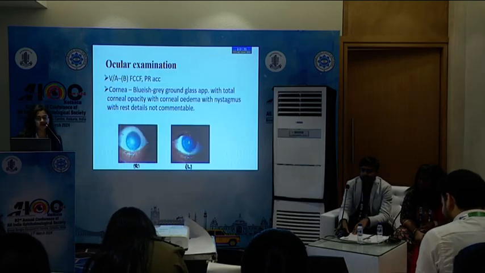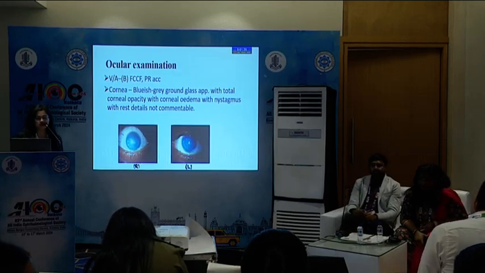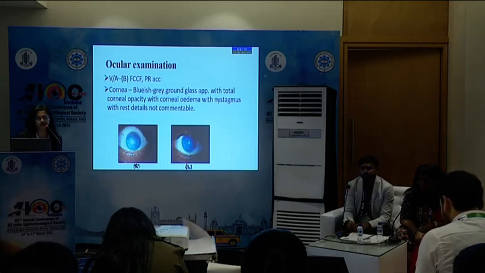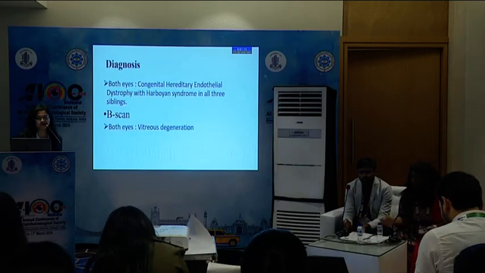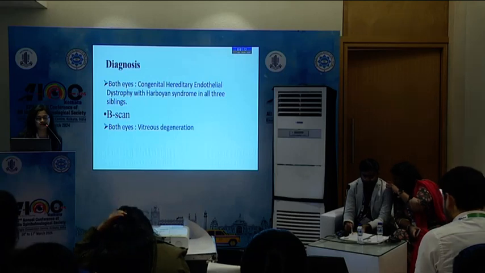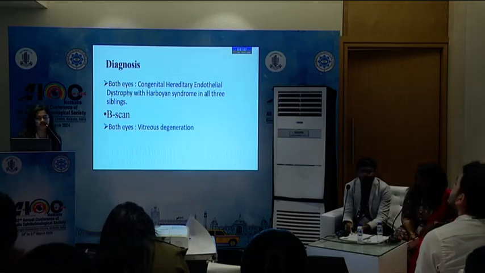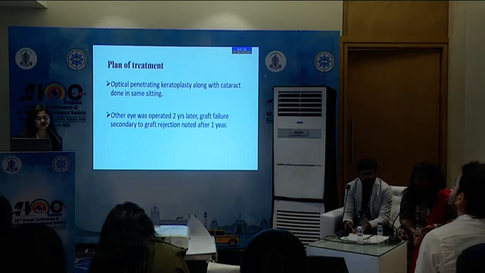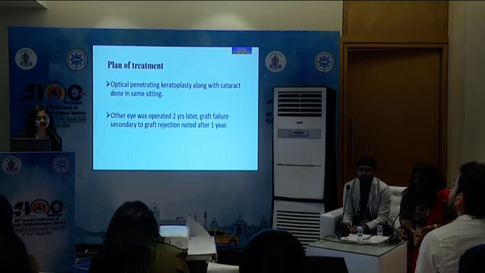On ocular examination, vision of both the eyes was finger counting close to face, PR accurate. The cornea had a bluish gray ground glass appearance with total corneal opacity and corneal edema, with nystagmus, rest details not commentable. Diagnosis in both eyes: congenital hereditary endothelial dystrophy with Harboyan syndrome in all 3 siblings. On B scan, both eyes had vitreous degeneration. Plan of treatment: optical penetrating keratoplasty along with cataract surgery done in the same setting. The other eye was operated 2 years later.